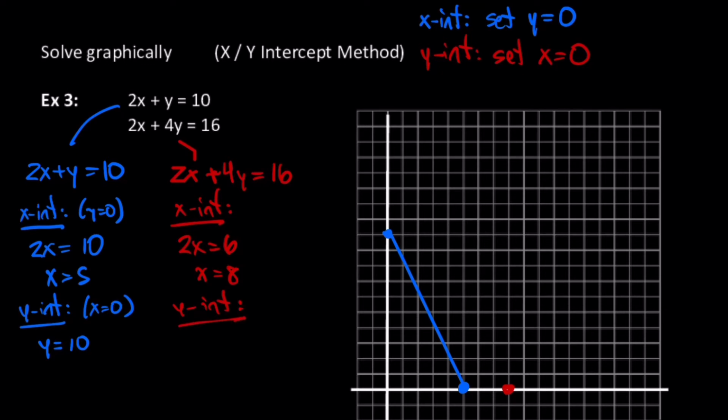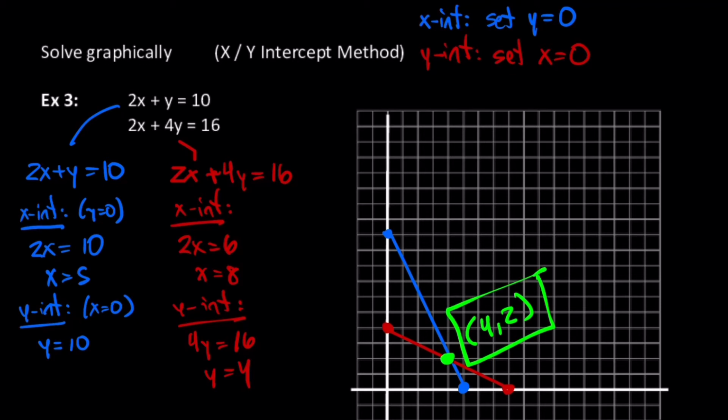How does that work? The y-intercept, you set x equal to 0, so this goes to 0. That's all you have left. 4y equals 16. So y equals 4. 1, 2, 3, 4. Okay, so let's connect those. And now what we have to do is find that point of intersection. Well, that point of intersection is right here. What are those coordinates? 1, 2, 3, 4, 2. So that would be the solution to that system.